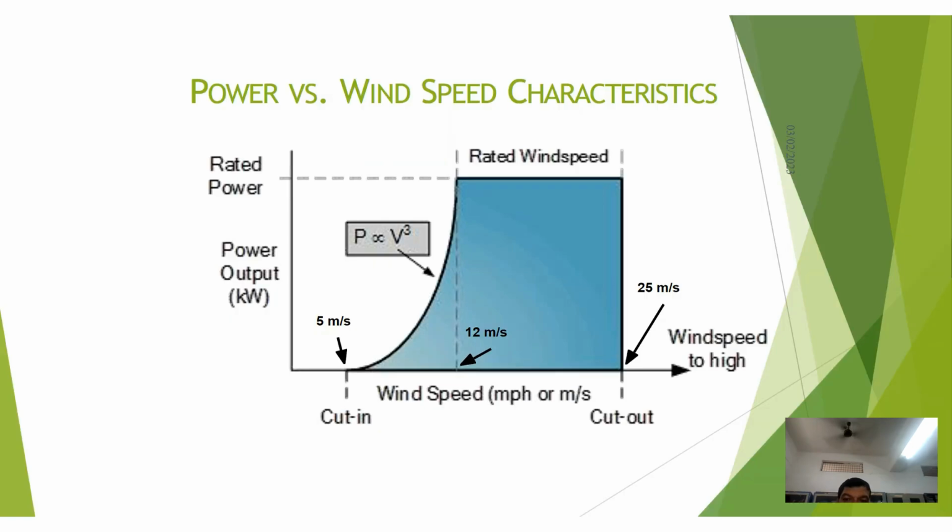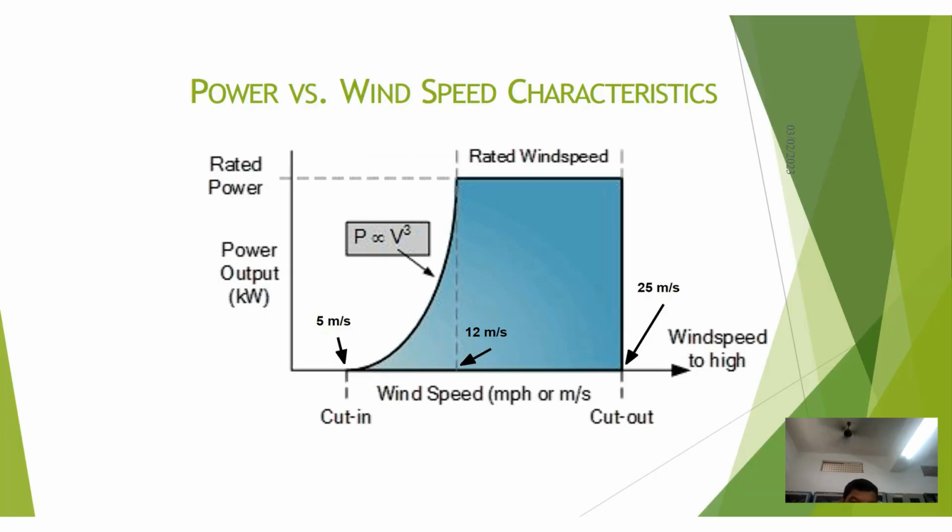So here, at 5 meters per second, that is the cut-in wind speed. Below generally 5 meters per second, there is no production of output power. Then the power increases until it reaches the maximum, at 12 meters per second wind speed, where the power is almost constant. That is the rated power, reached at the rated wind speed. So the relation between power and wind speed is that power is proportional to the cube of the wind speed.